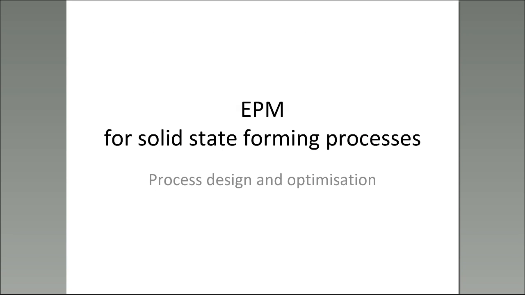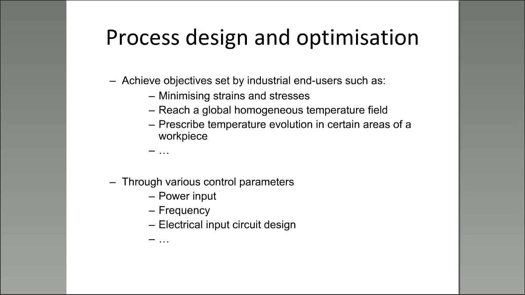Another thing I wanted to speak about is, for solid state, process design and optimization. When we speak about process design optimization, this means that we try to achieve some objectives set by the industrial end users, for instance minimizing strain and stresses, or reaching a globally homogeneous temperature field, or prescribing temperature evolution in some areas of a workpiece. And this is done through various control parameters, which are the power input, the frequency, the electrical input, and circuit design.